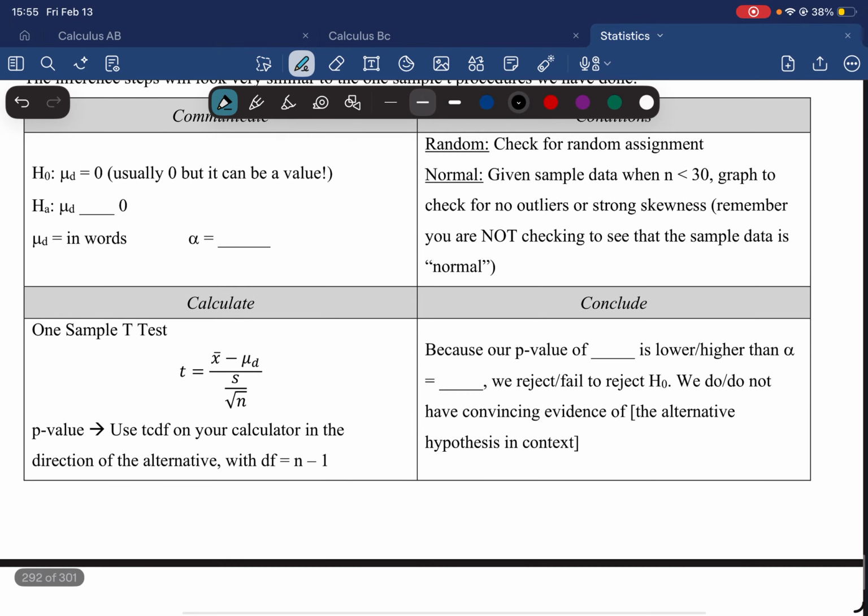In order to calculate this, we would use a one sample t-test. Here's the formula for t star, or we can find that on Desmos. You would find the p-value on Desmos as well using that t-test once you type in your degrees of freedom, which is n minus 1. And then your conclusion is always going to be within this sentence stem.